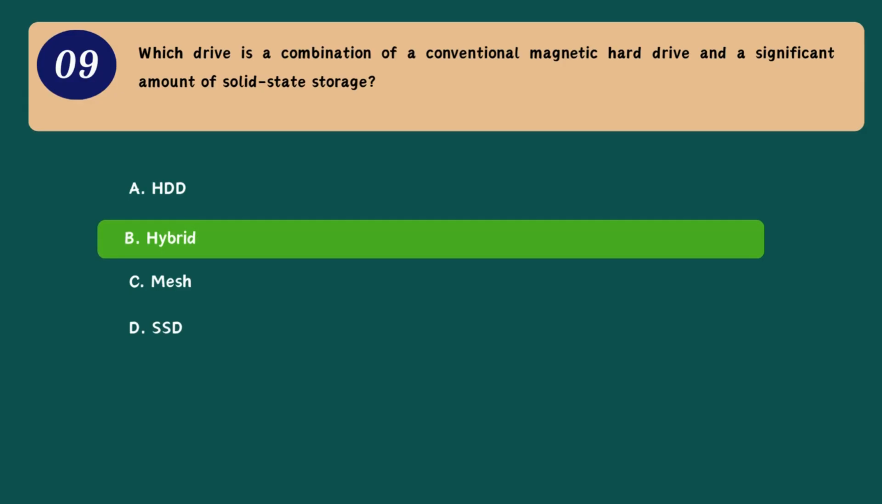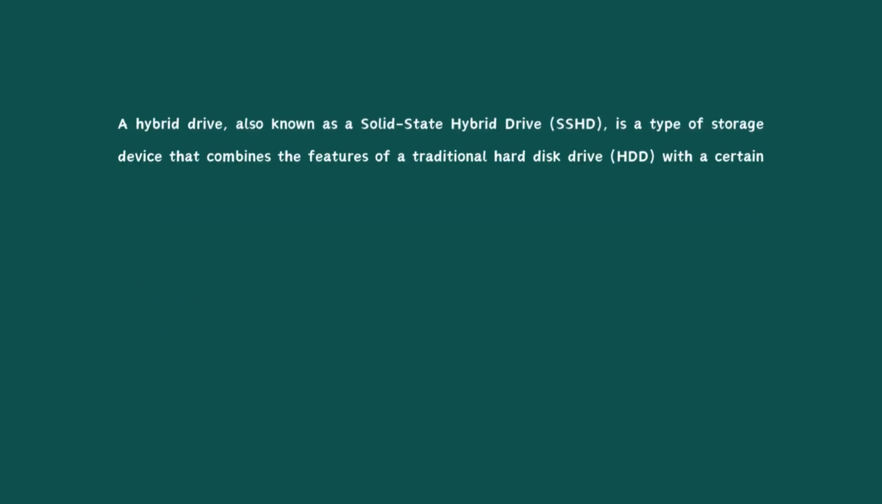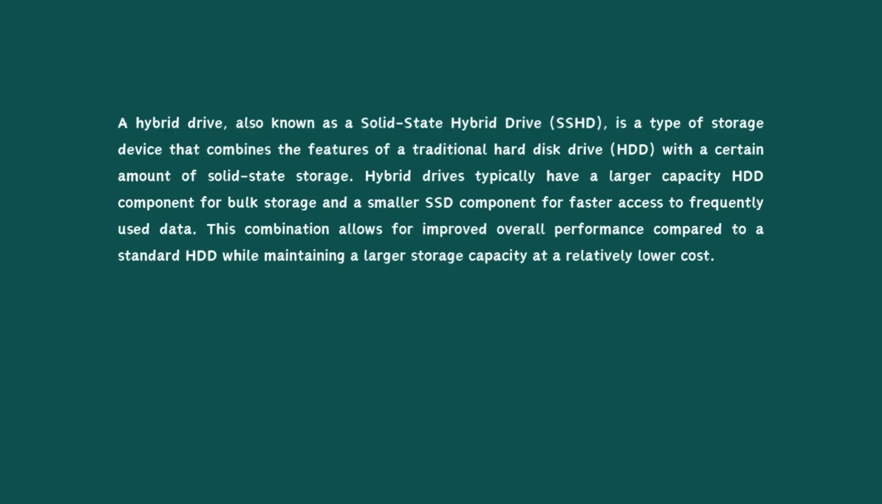Correct answer. B. Hybrid. A hybrid drive, also known as a solid-state hybrid drive, is a type of storage device that combines the features of a traditional hard disk drive, HDD, with a certain amount of solid-state storage. Hybrid drives typically have a larger capacity HDD component for bulk storage, and a smaller SSD component for faster access to frequently used data. This combination allows for improved overall performance compared to a standard HDD, while maintaining a larger storage capacity at a relatively lower cost.